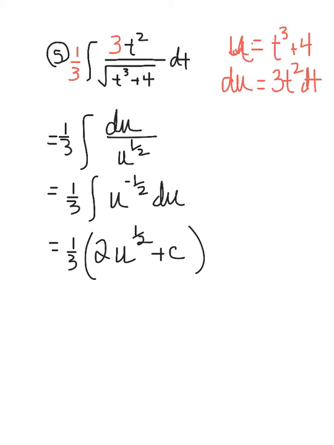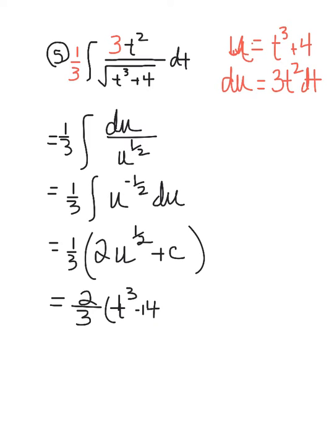Okay, so now I am just going to multiply these two guys here and bring them out. So that's going to be 2/3, right? Okay, I'm going to substitute the u back in because I don't have bounds. So that's going to be t cubed plus 4.